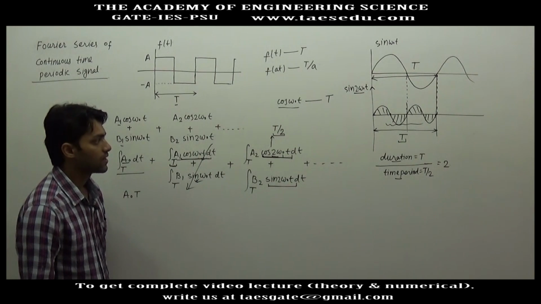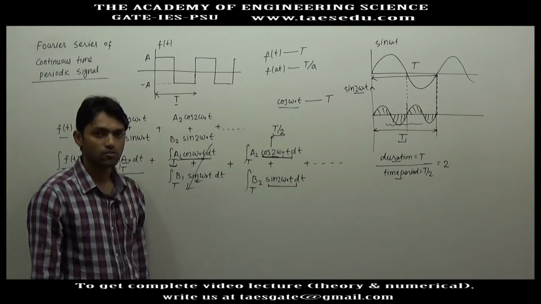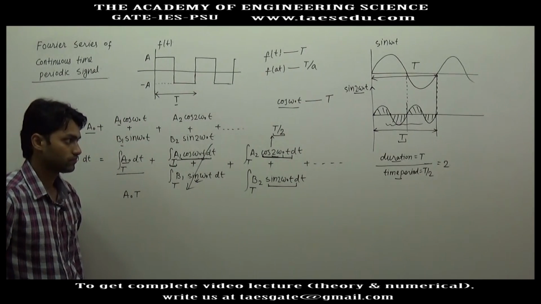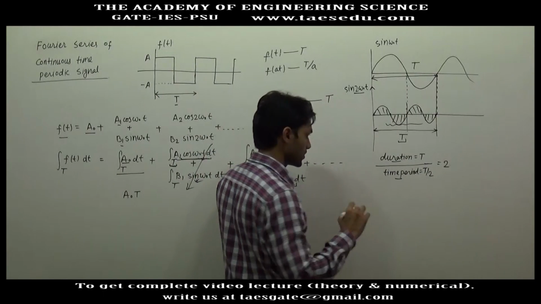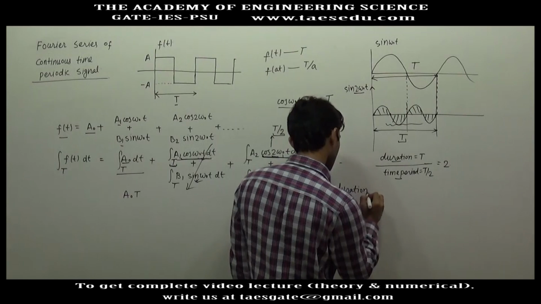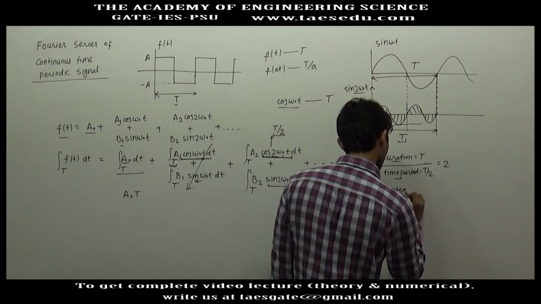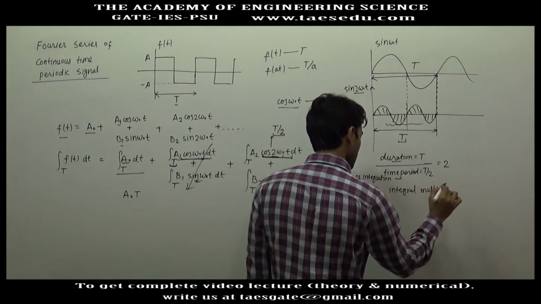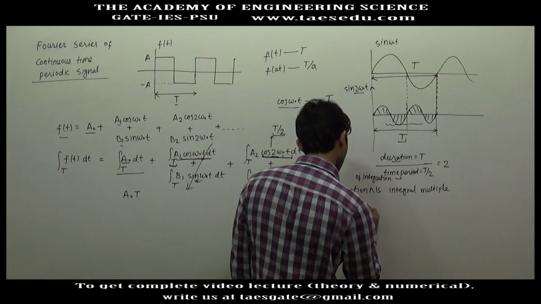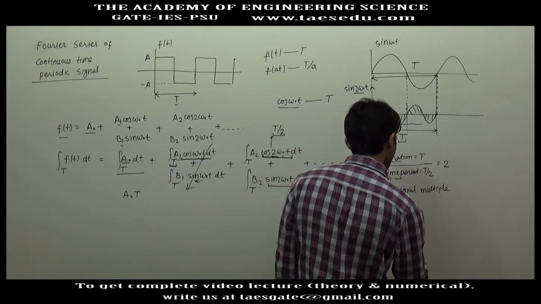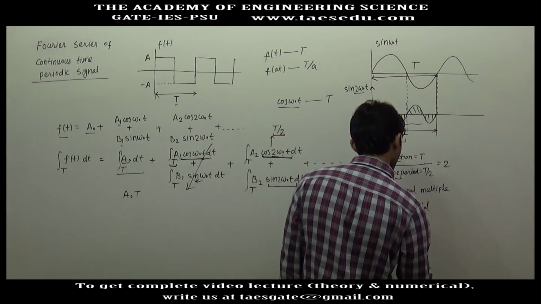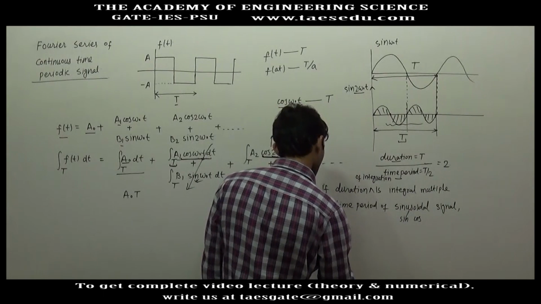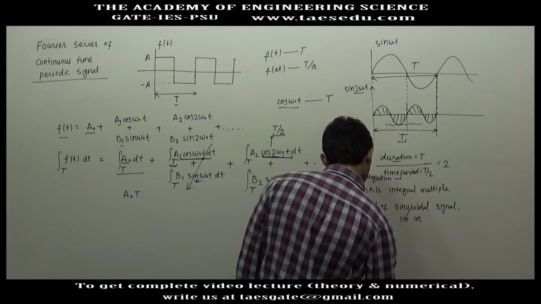So here we can conclude that for a sinusoidal signal, if the duration of integration is an integral multiple of the time period of the sinusoidal signal, this will include sine and cos, the integration will be 0.